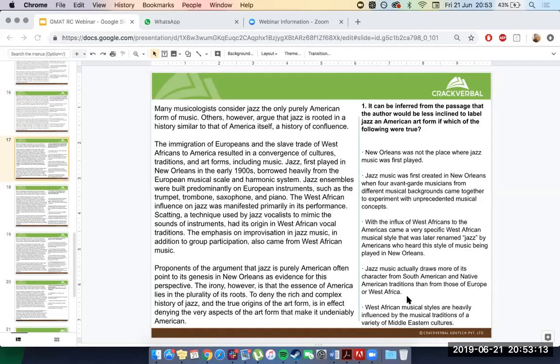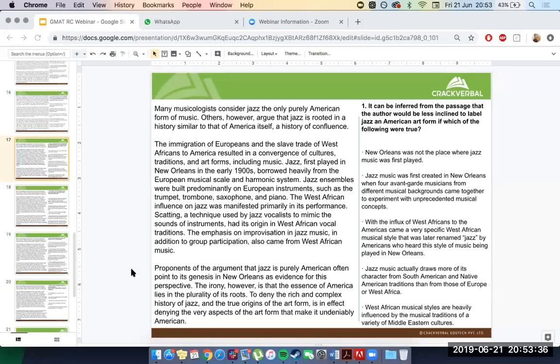That's out. West African musical styles are influenced by the musical traditions of a variety of Middle Eastern cultures. Fair enough. So if that's the case, there's even more confluence. The West African influence is there. That itself comes from the Middle East. So that means there's even more confluence going on. Certainly not what we're looking for. And yes, that's why the right answer here would be C.